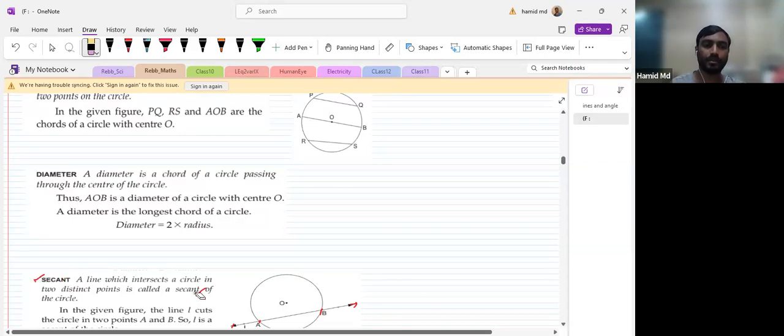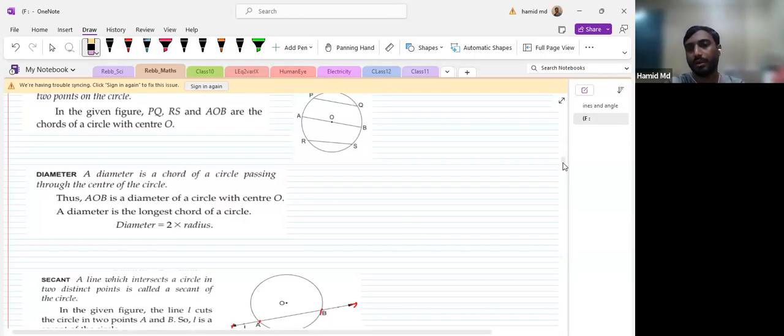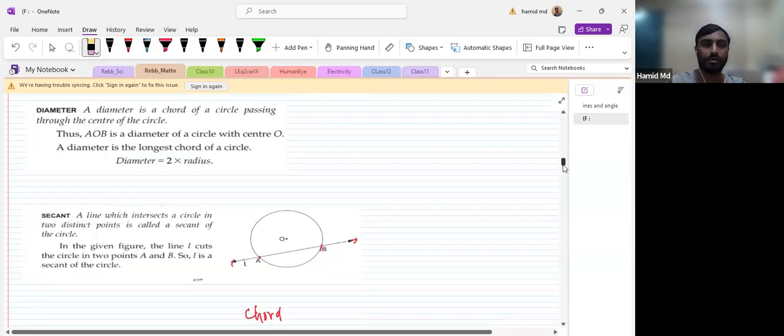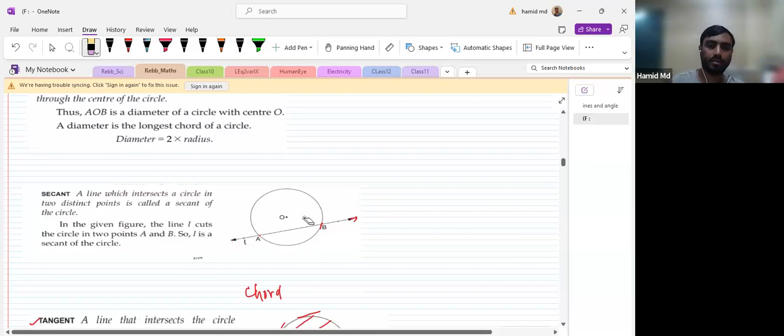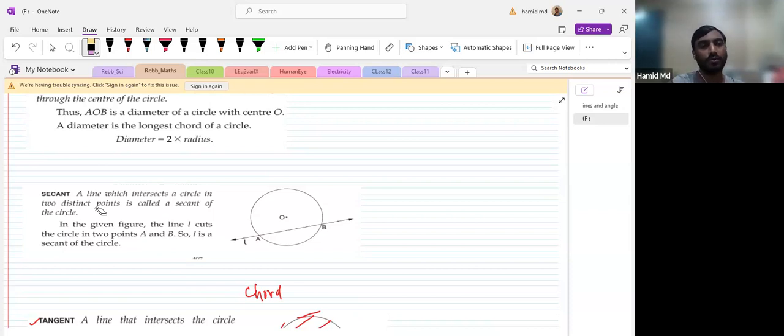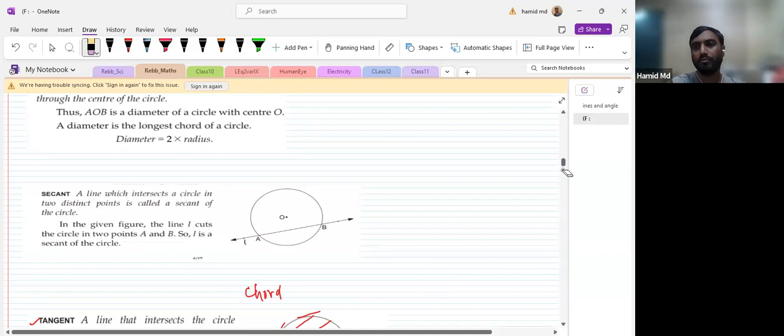Remember? One more thing. This is the line segment. In this way, I'm erasing the part. This is the secant. A line which intersects a circle in two distinct points is called a secant. So these all were the definitions.